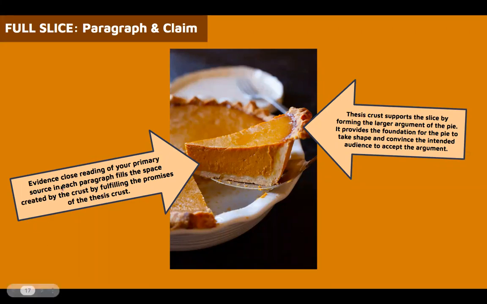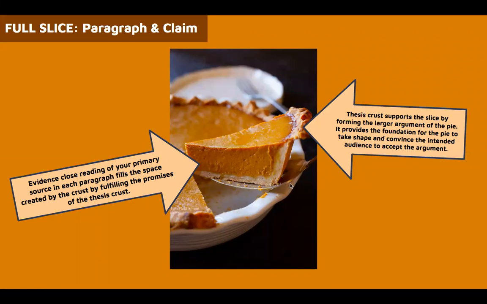And what this gets at is that the evidence close reading of your primary source in each paragraph fills the space created by the crust by fulfilling the promises of the thesis crust, right? So if you're telling your reader that you're going to be focusing on how personal narrative does something specific in the text, you should fill your pie filling up with actual examples of that personal narrative in the text and really walk us through how it's achieving what you say that it's achieving.